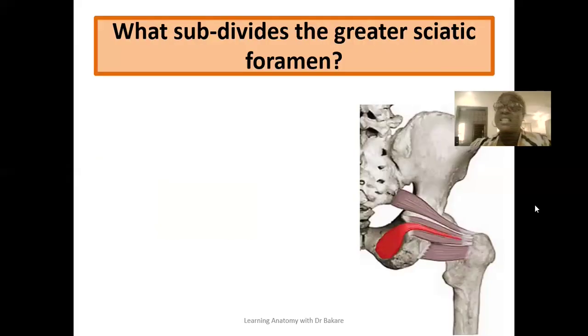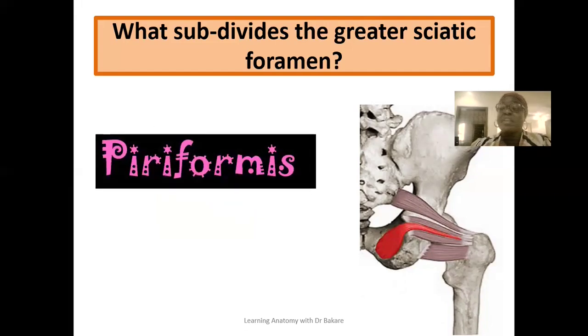Well, the structure that is responsible for subdividing the greater sciatic foramen is the piriformis. The piriformis muscle is seen to pass through this foramen, and this is where it further subdivides it into two foramina. Before we dive further into this, let's first establish how the greater sciatic foramen is formed.